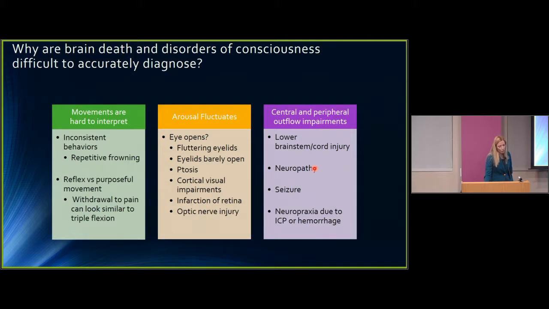So why are brain death and disorders of consciousness so difficult to diagnose? Well, there are very inconsistent behaviors that a person can display when they have such a disorder of consciousness, such as repetitive frowning. Withdrawal to pain can look the same as triple flexion, which is only a reflexive response. If we say their eyes are open or their eyes are closed, that is a determinant of whether or not they're in a coma. What if they have fluttering eyelids, or eyelids that are barely open, or if they have ptosis from weakness of their eyelid muscles? These are confusing bedside markers that throw us off on what is the correct diagnosis.